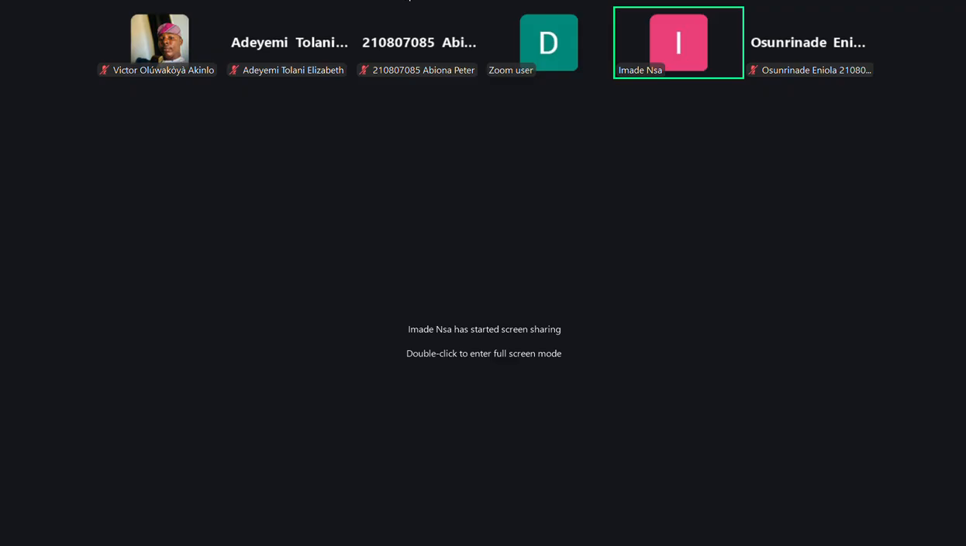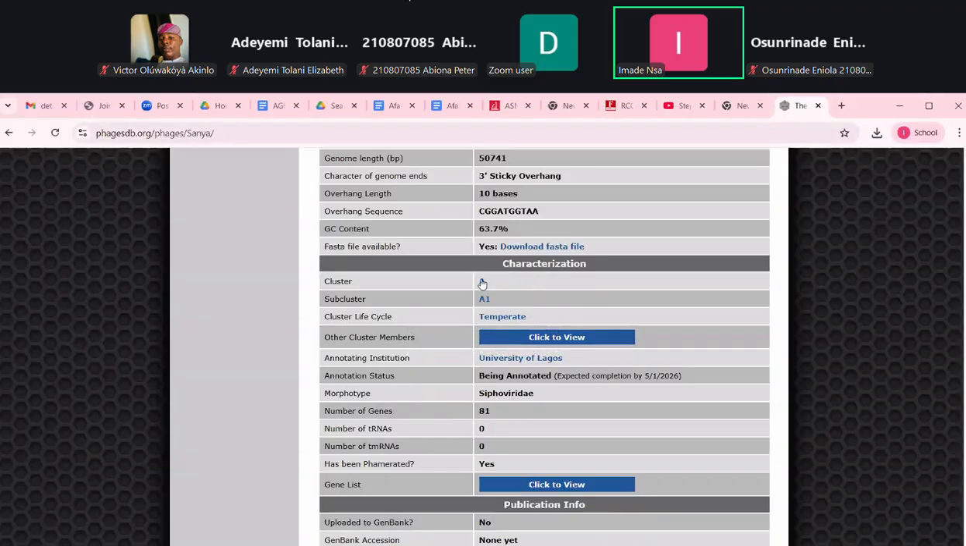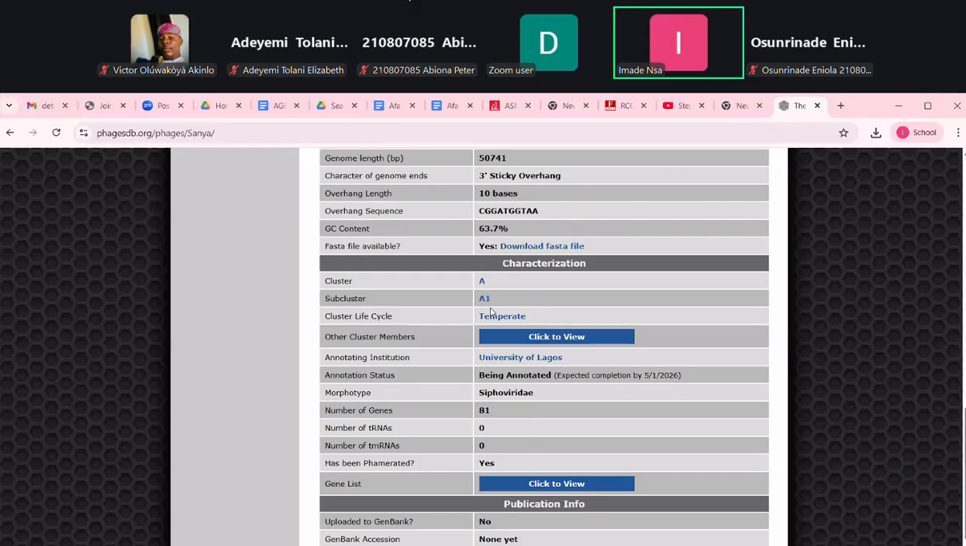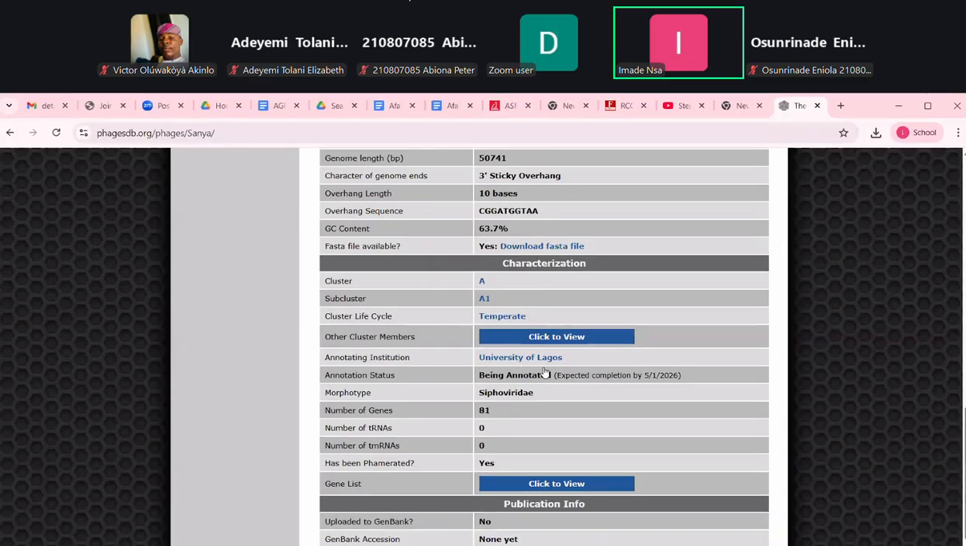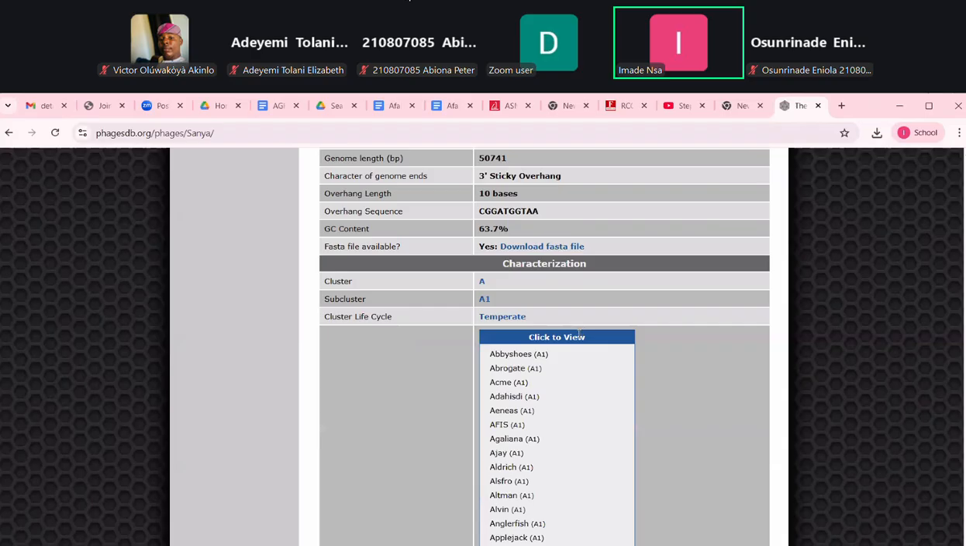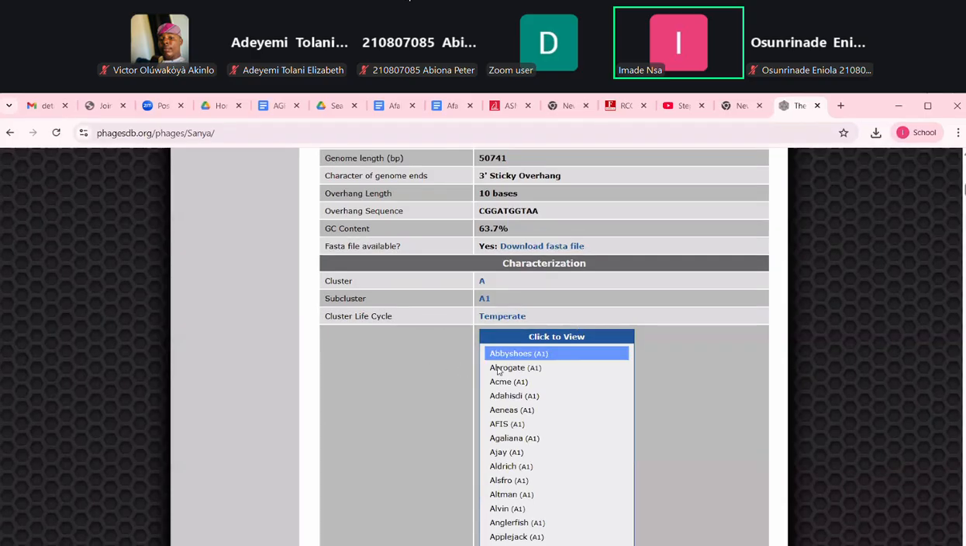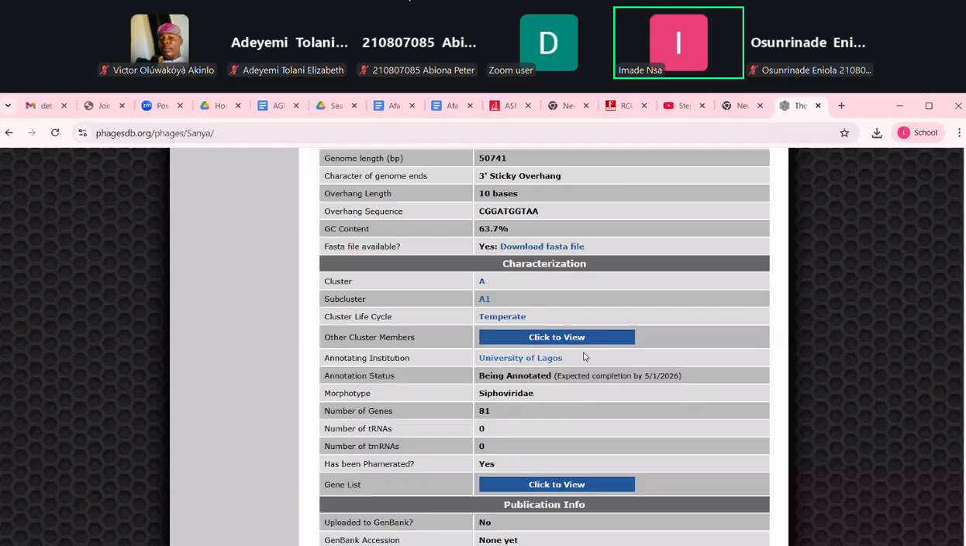All right. So for PhagesDB, usually you'll find characterization. Under characterization, you can find cluster information, cluster A1, cluster life cycle template, all the other cluster members. If you click here, Abishoes, Abrogate, Acme, so you can see, click on it again, it disappears. The annotation institution is the University of Lagos. Another important thing is Siphoviridae, the morphotype. It's either Podoviridae, Siphoviridae. Please do not forget that.